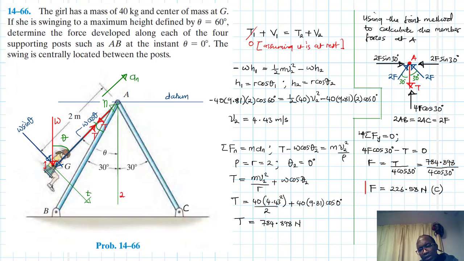Alright, I guess this is about it. We have found the force developed in member in all the 4 posts, right? In AB and AC, and also the other pair, the other side, right?